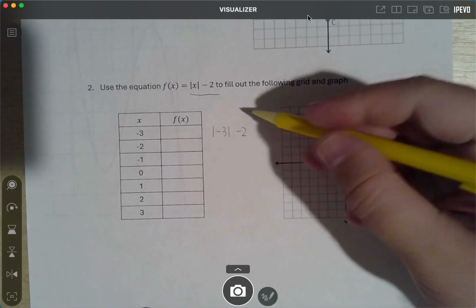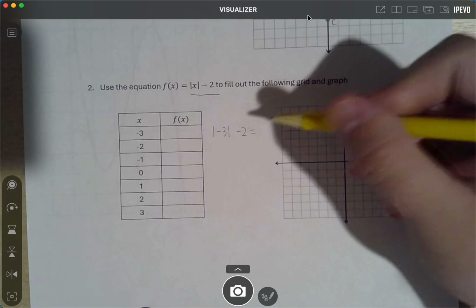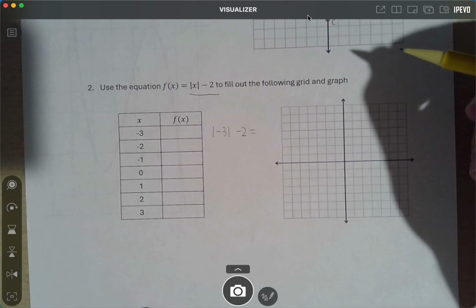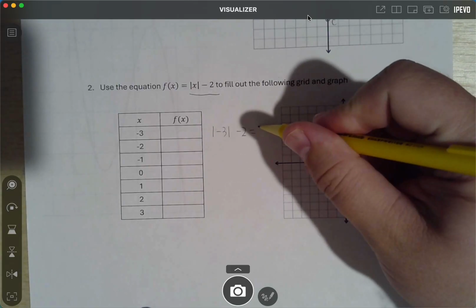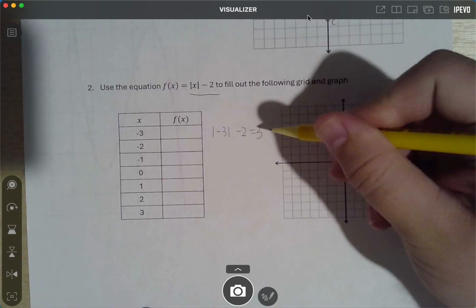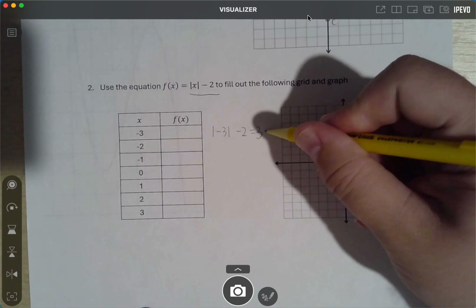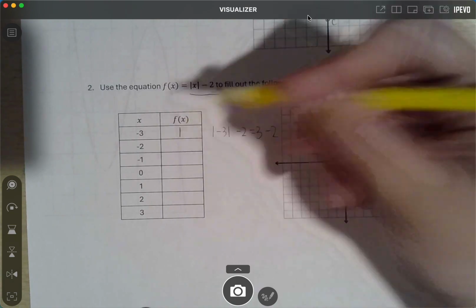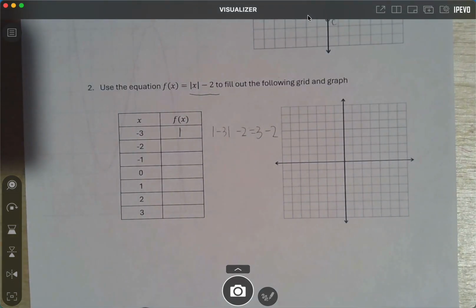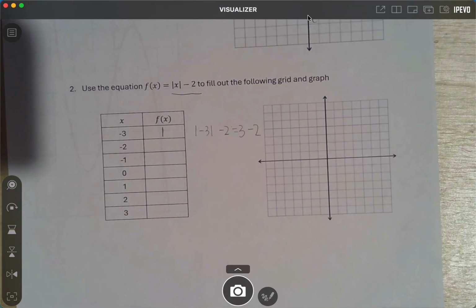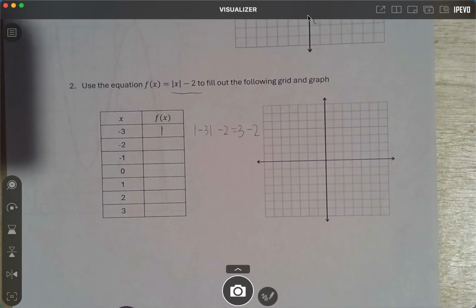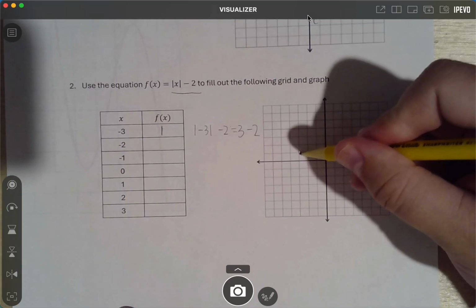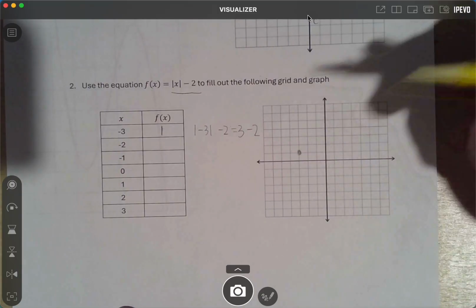All right, well, what happens here with this? Well, what is the absolute value of -3? If you don't know, the absolute value of -3 means how far are you away from 0, and -3 is still 3 away from 0, and then there's still a -2 after, and that simplifies to be 1. And so what I have now is a point (-3, 1), left 3, comma 1, and there's a point on the graph.